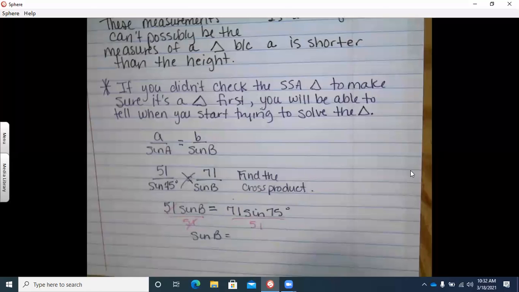What is it? 1.34? Okay. Now that's the sine of angle B. Is that the measure of angle B? No, it's the sine. So if I know the sine and want to find the angle, what do I do? Inverse. So I need to find sine inverse of 1.34, and that will give me angle B.